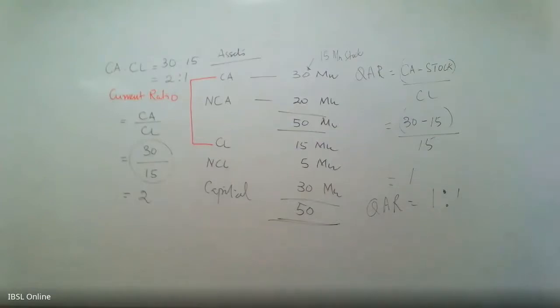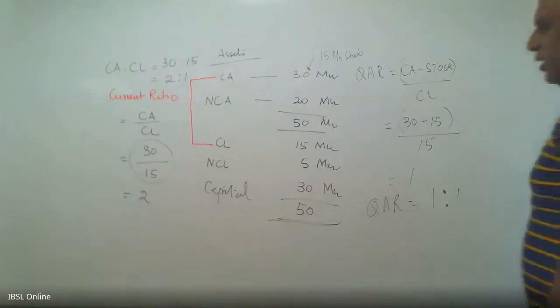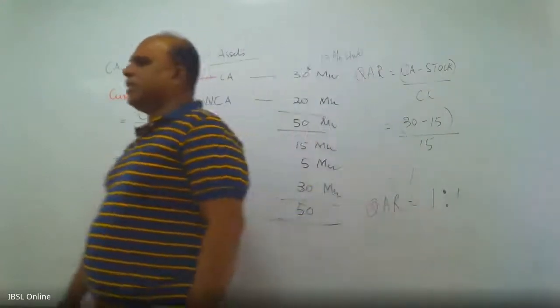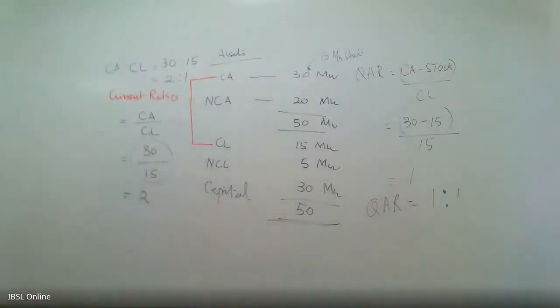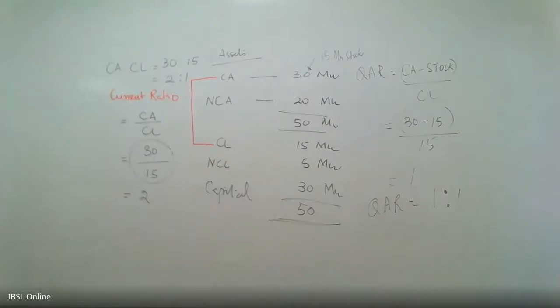So this is what we are trying to establish. When it comes to the ratios, the current ratio is a representation of the current assets divided by the current liabilities, and the quick asset ratio is the current assets minus stocks divided by the current liabilities. So that will give you the quick asset ratio.